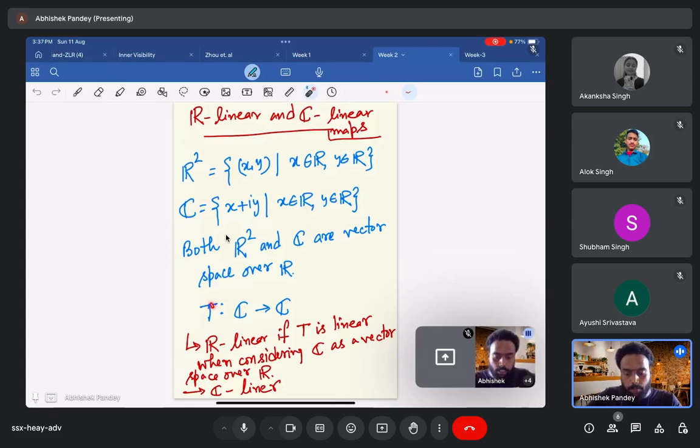So consider a map T from C to C. Now C can be considered as a vector space over R as well as over C, isn't it? Now if this T is a linear map when we consider C as a vector space over R, then we call this map an R linear map. And if this is a linear map when we consider C as a vector space over C, this is called the C linear map.